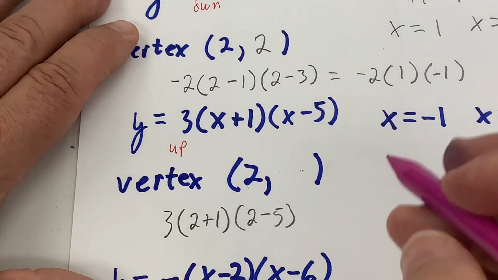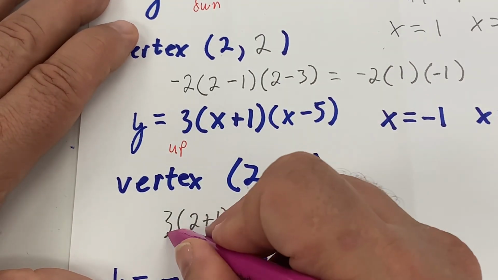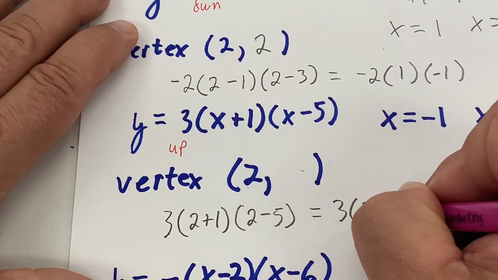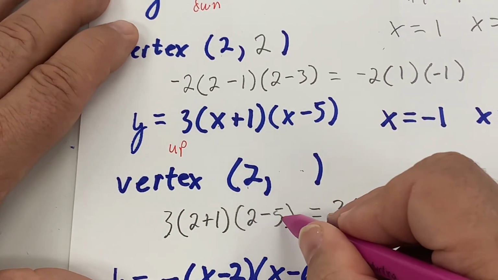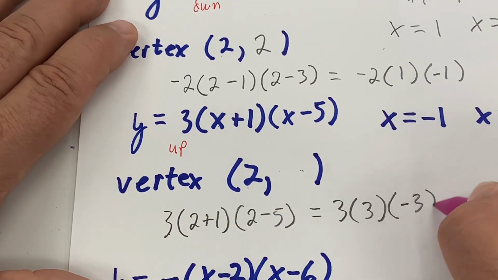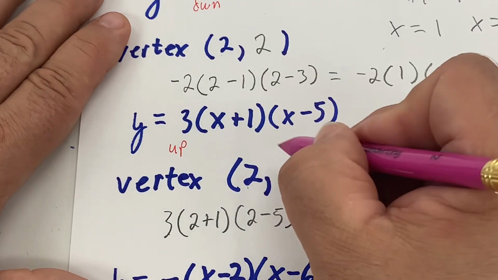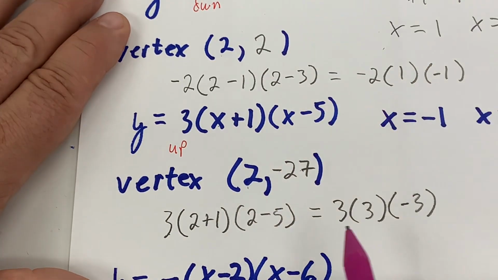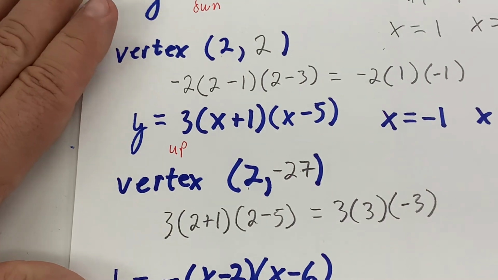So 2 plus 1 is 3. So I'm going to evaluate this. This is going to be 3 times 3. And then 2 minus 5 is negative 3. And then I multiply these, it will equal negative 27. 3 times negative 3 is negative 27.